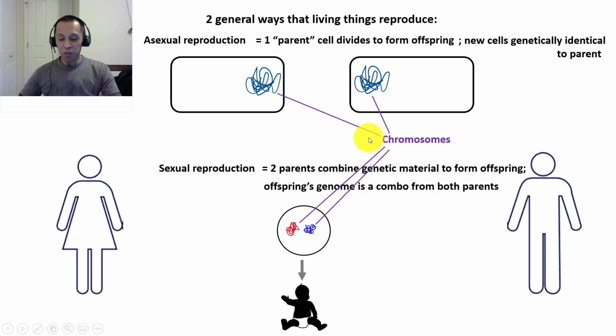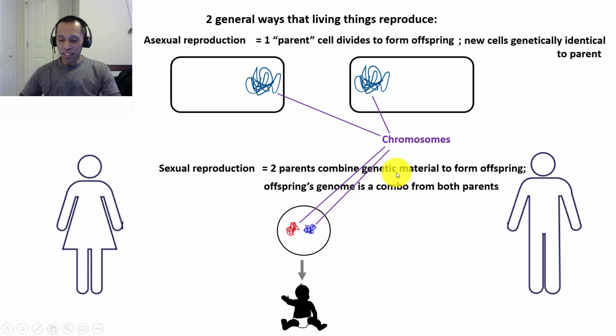And this can be another difference between asexual reproduction and sexual reproduction. A lot of organisms that reproduce asexually, like bacteria, only contain one chromosome each inside of those cells, whereas living things that reproduce sexually have cells that are going to have multiple chromosomes inside of them.